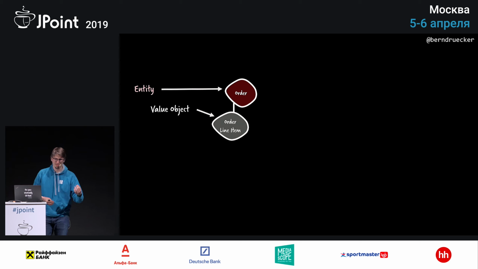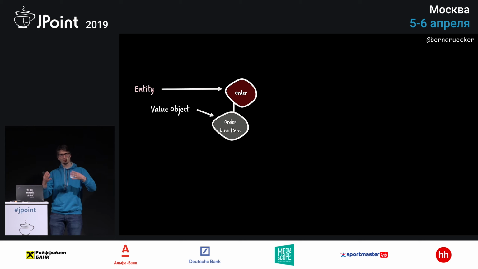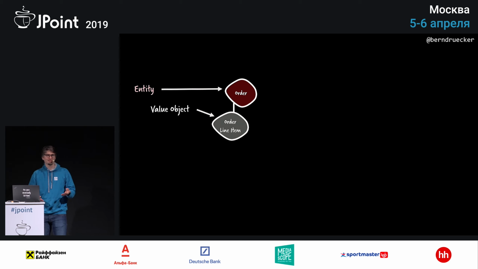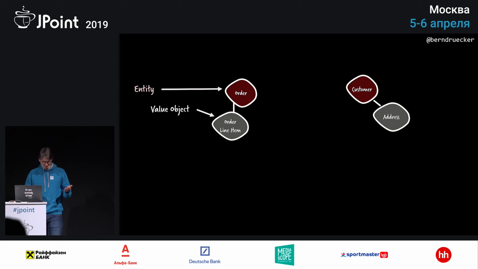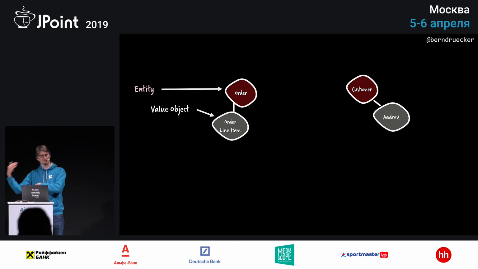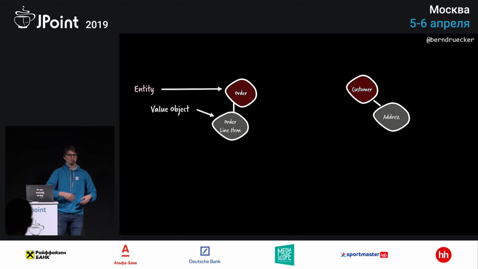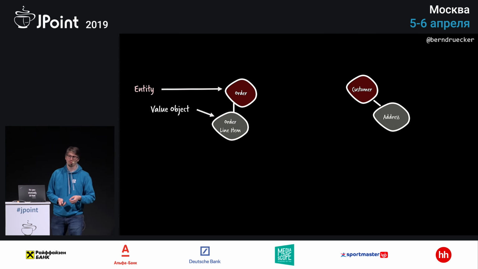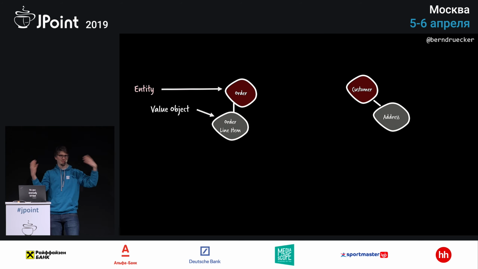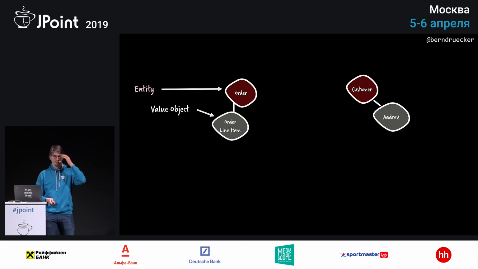That's called an entity. The line items don't have a separate ID. It doesn't make sense to ask for a line item. You want to have the order with the line items. That's a value object. Then you probably have multiple of these entities. For example, a customer the order belongs to, which has other value objects like the address. So this is common sense. That's what we do basically all the time.